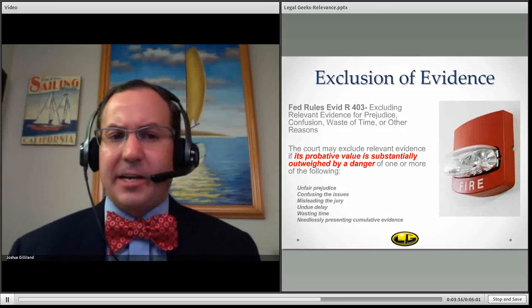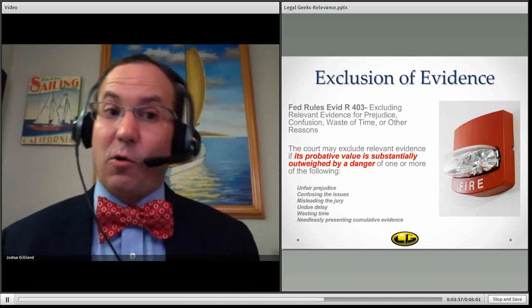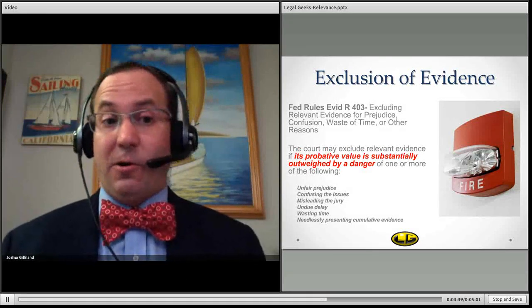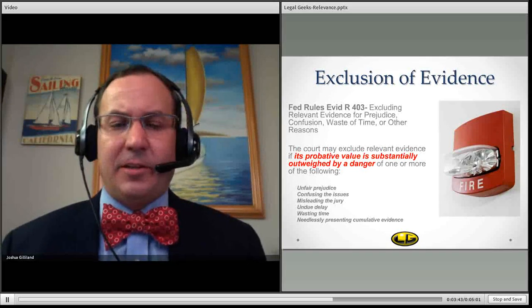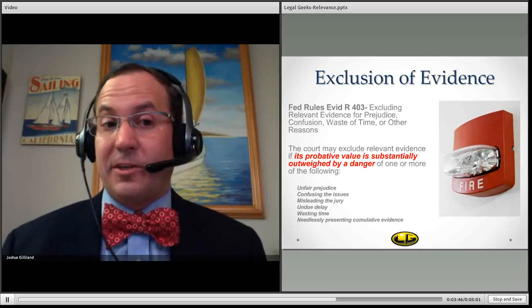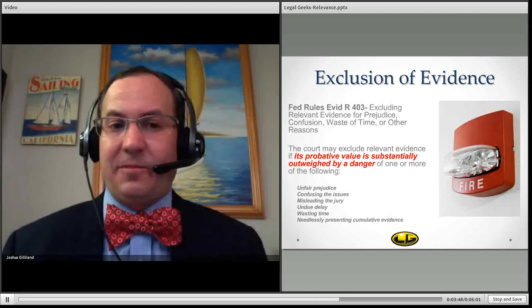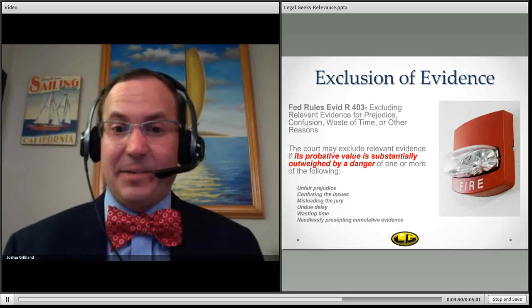Or if it's making the rubble bounce, if it's saying the same thing over and over again, the court doesn't want an experiment in redundancy. So that's another way to exclude evidence that could be relevant, but if you've already said it 50 times, it doesn't necessarily need to come in.